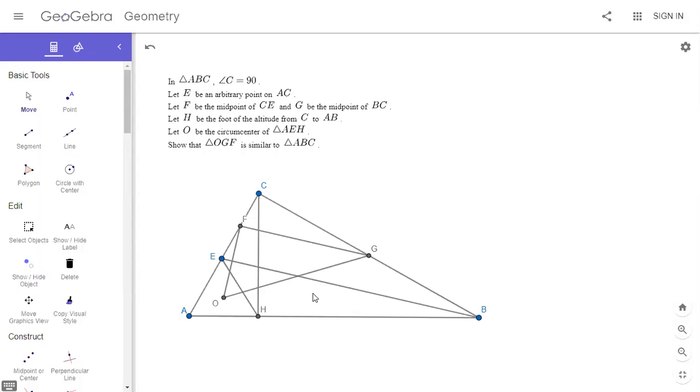All right, so let's see what we have. Okay, so I'm trying to see if I can prove angle OFG is 90 degrees. Maybe I could use the gliding principle somehow. Yeah, I'm kind of liking the gliding principle a little bit. Let's see.